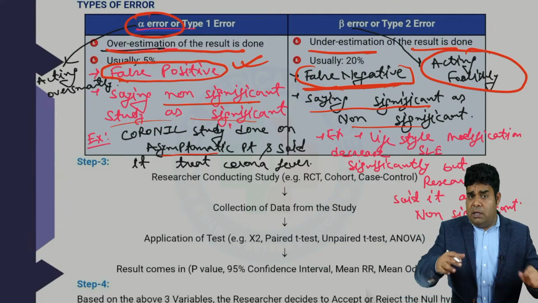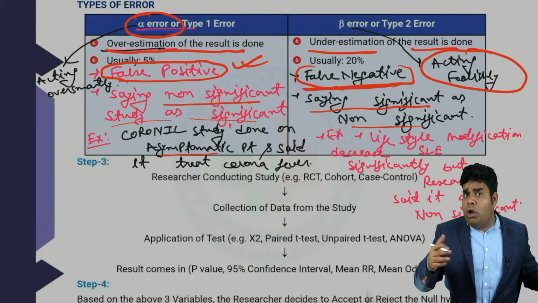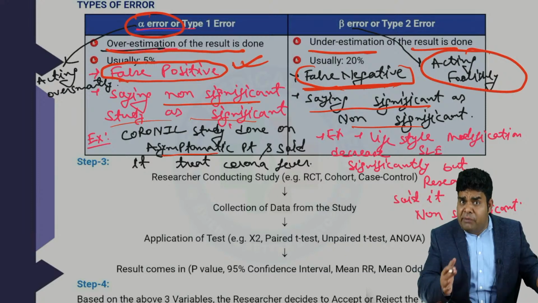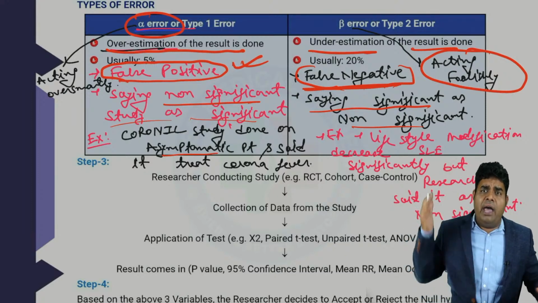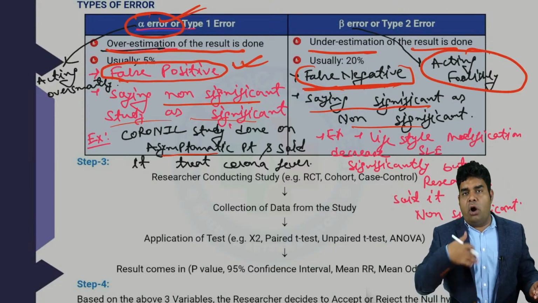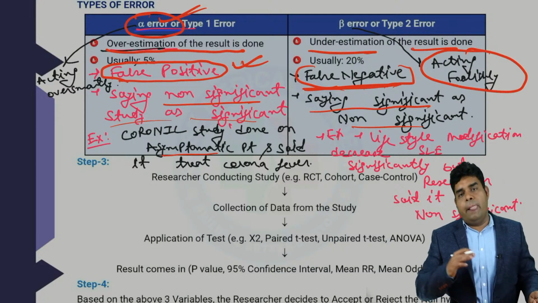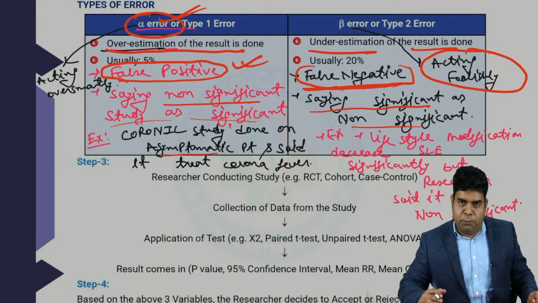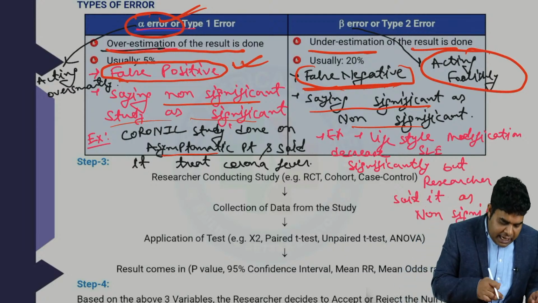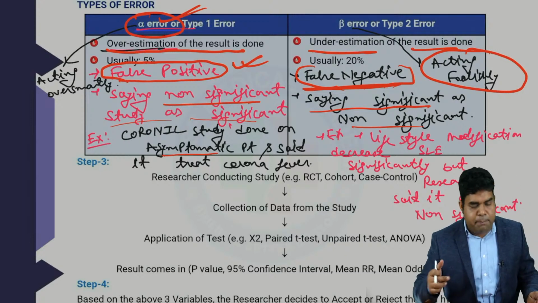And why I emphasize this so much with an example is because later on we will read about p-value, and p-value is the same as alpha error in meaning. So if you understand alpha error well, you can do a lot of questions on p-value correctly. Alpha error also means false positive. P-value also means false positive. We will come to that. So the second step is we pre-decide the mistake. Usually alpha error pre-decided is 5%, beta error pre-decided is 20%.